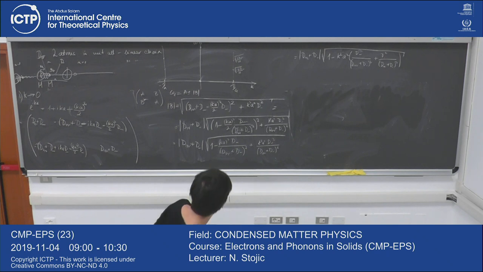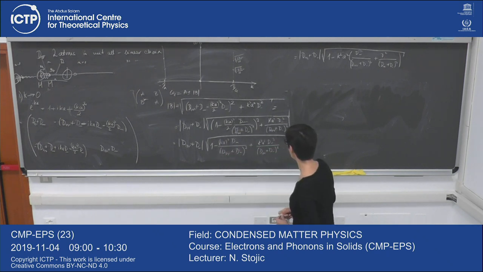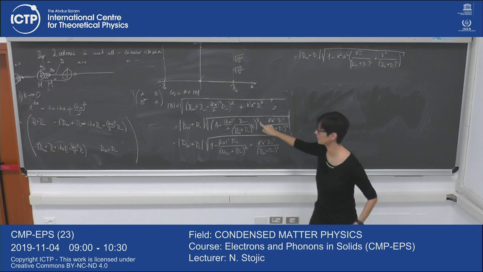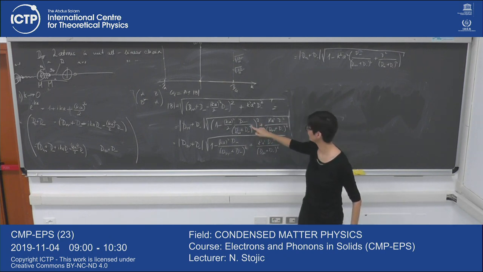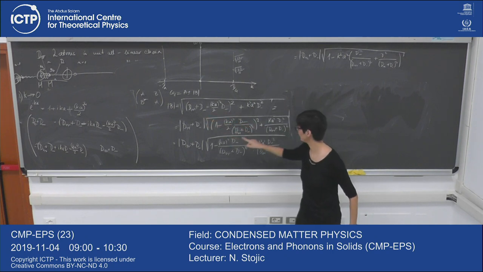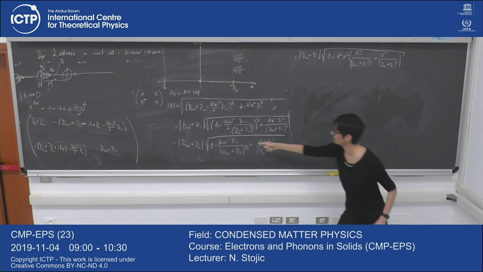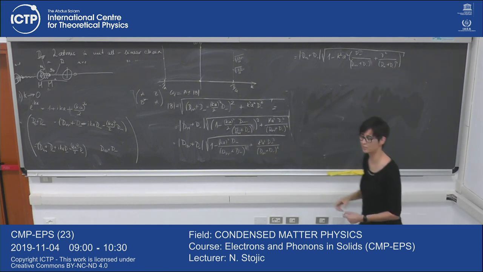D minus squared? Yeah, this one shouldn't be squared. This is the mistake, sorry. Because there was a square here. When I factor it out, it shouldn't be square here. Dimensionally it wasn't fitting. It should be the same dimension, these two terms. I was looking for what's wrong.